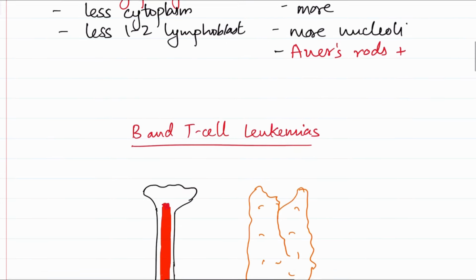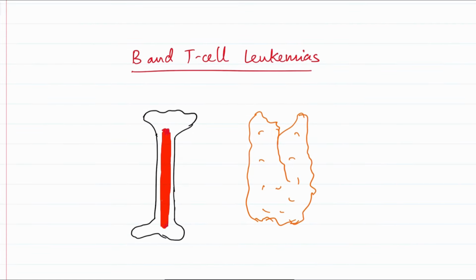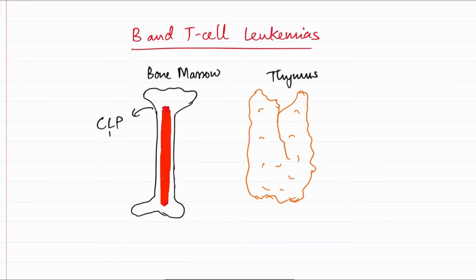Now let's briefly discuss B and T cell leukemia. To understand the different types of B and T cell leukemia, let's have a figure. Here we have a figure of bone marrow, and this is a figure of thymus. From the bone marrow, common lymphoid precursor cells are produced, which we denote as CLP. From the common lymphoid precursors, they will develop into B lymphoblasts, which are the precursor B cells, which then develop into naive B cells.